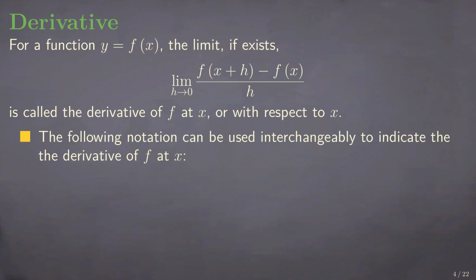And the following notations can be used interchangeably to indicate the derivative of f of x: the Leibniz notation dy over dx, or d over dx of f of x, or f prime of x. So it depends on the situation which of these notations we use, in order to make the context clear.